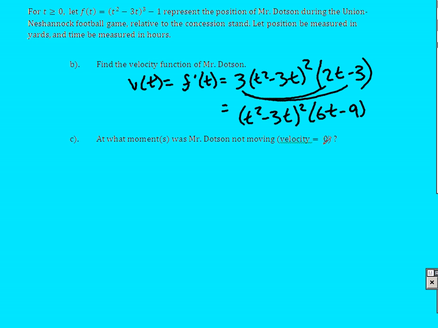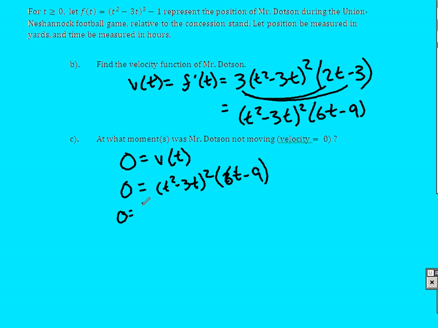Number 3, at what moments was I not moving? So velocity equals 0. Well, again, I have a velocity function. I just need to set it equal to 0. So 0 equals v of t, which is (t squared minus 3t) quantity squared, times 6t minus 9. Again, you can use either one, it'll work just fine. I have two factors, so I'm going to set each of them equal to 0. 0 equals (t squared minus 3t) squared, and 0 equals 6t minus 9. I'll do this one first, it's easier. 9 equals 6t. Divide, now I'll get t equals 3 over 2.